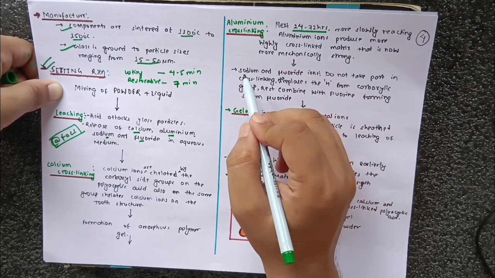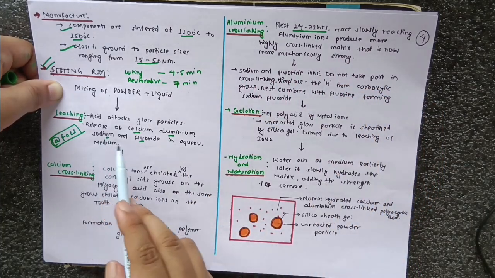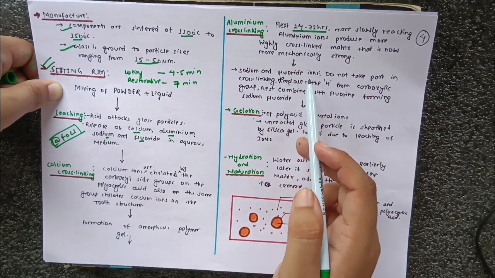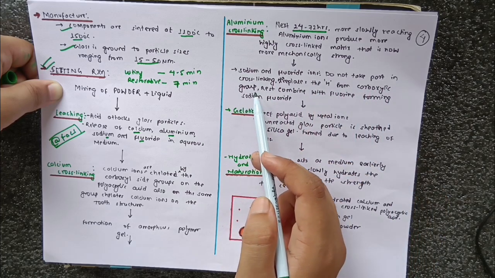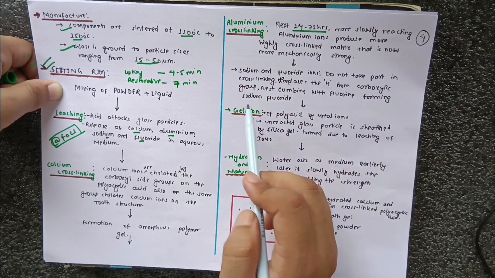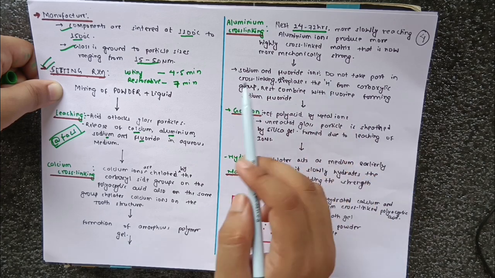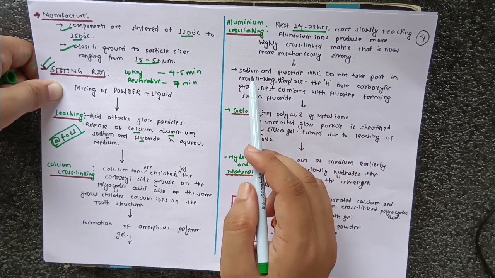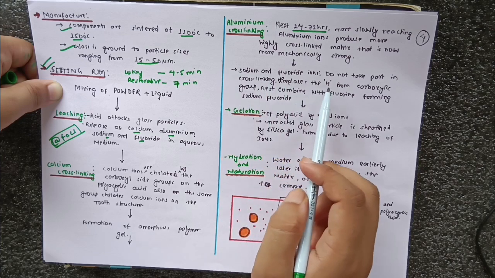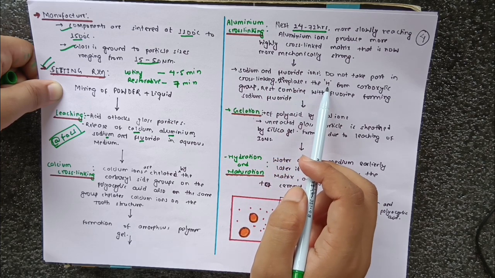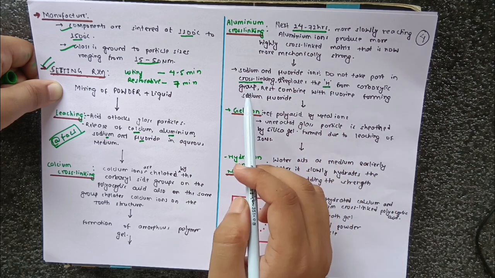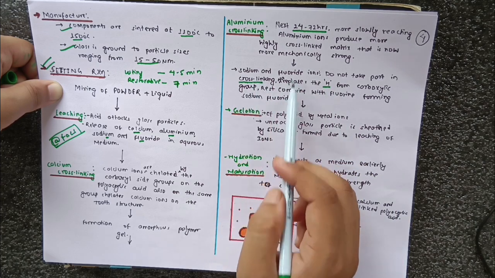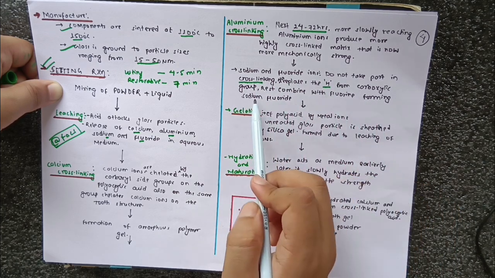After that, the sodium and fluoride ions are also present there. The sodium and fluoride ions do not take part in the cross linking. Sodium replaces the hydrogen from the carboxylic group, and the rest combine with the fluorine forming sodium fluoride. So sodium usually replaces the hydrogen ion, and they do not take part in cross linking, and sometimes sodium and fluoride combine and form sodium fluoride.